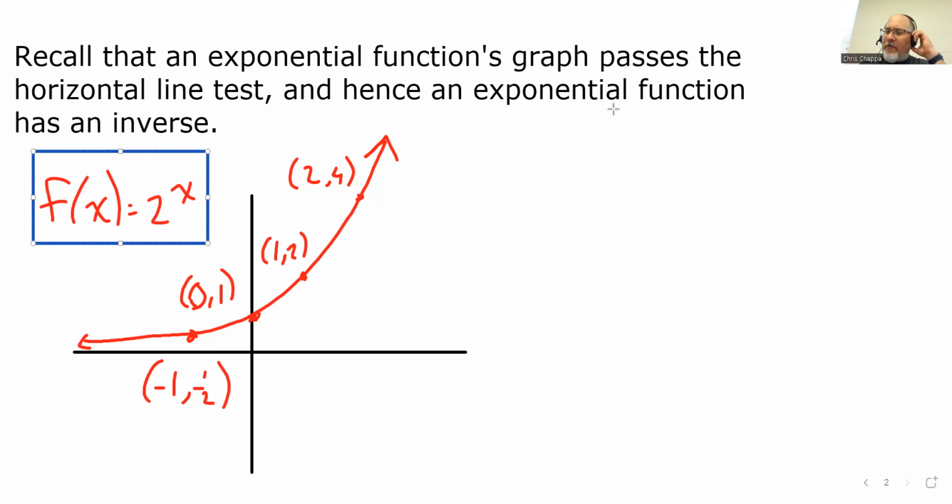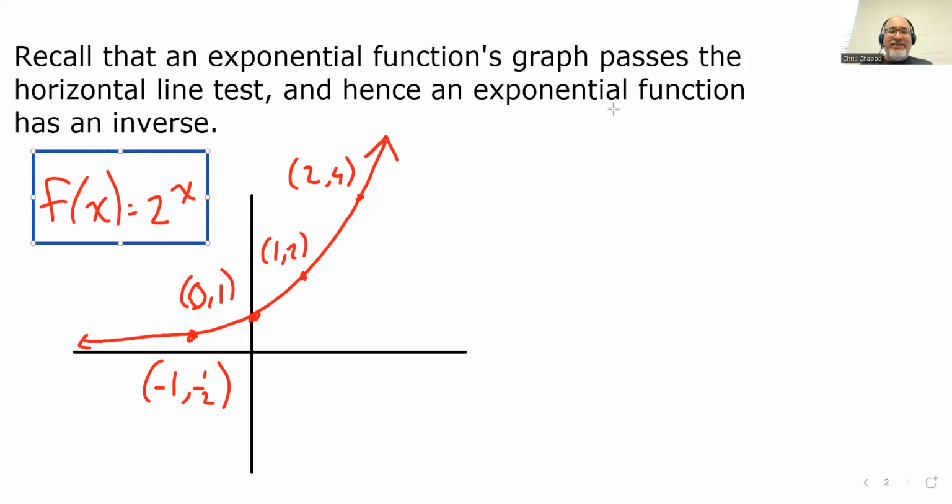This is the graph of f of x equals 2 to the x power with 4 specific points on it from left to right. When I put in -1 for the exponent, I get out 1/2. Remember, negative exponents create reciprocals. When I put in 0 for an exponent, I get 1 because anything that isn't 0 raised to the 0 power is equal to 1.